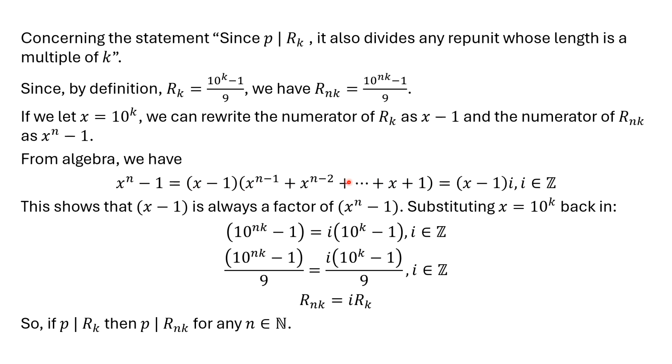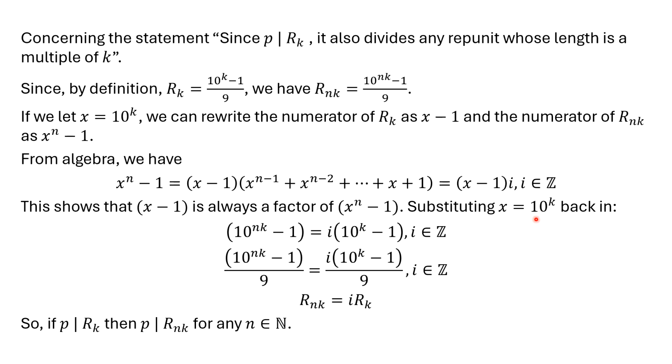this sum here, and you can verify just by multiplying X times this, and then minus 1 times this, and most of the terms cancel. And we can write this as just X minus 1 times some integer I. We don't really care about what's in here other than it's an integer. So X to the N minus 1 is equal to X minus 1 times some integer.